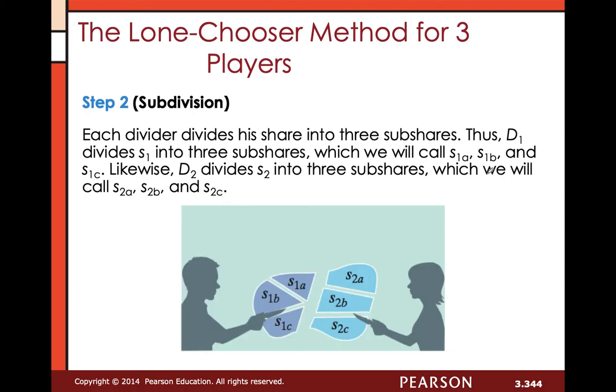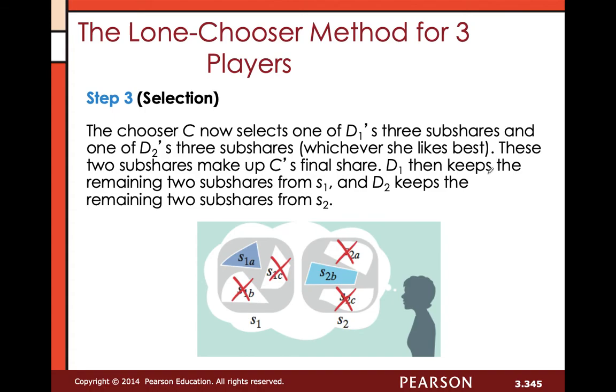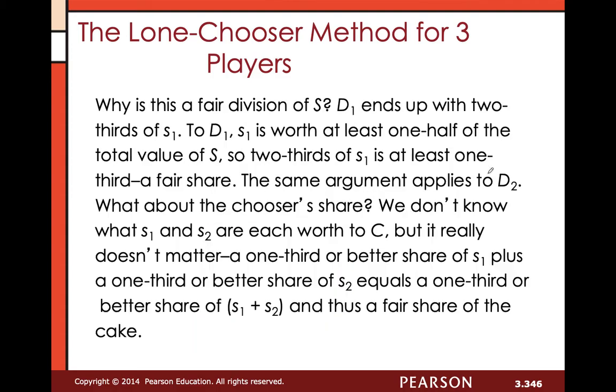Each divider then is going to divide their share into 3 subshares, which they believe are equal. Thus, D1 divides S1 into 3 subshares, which we'll call S1A, S1B, S1C, as you can see in the picture. And likewise, D2 is going to divide their share, as you can see in the picture. From those, the chooser is now going to select one of D1's 3 subshares and one of D2's 3 subshares, whichever ones that they like best. The 2 remaining subshares make up C's final share. D1 then keeps the remaining 2 subshares, and D2 keeps their remaining 2 subshares.